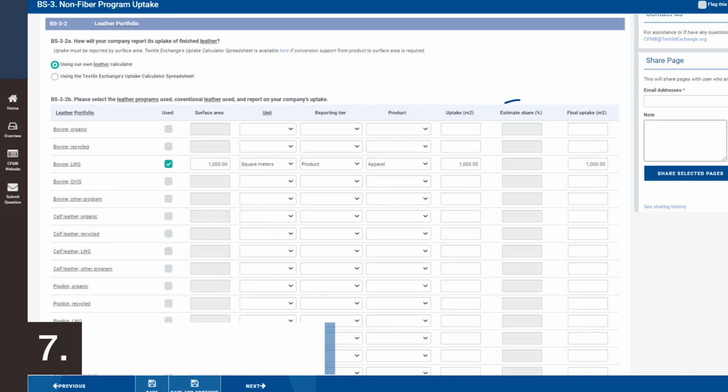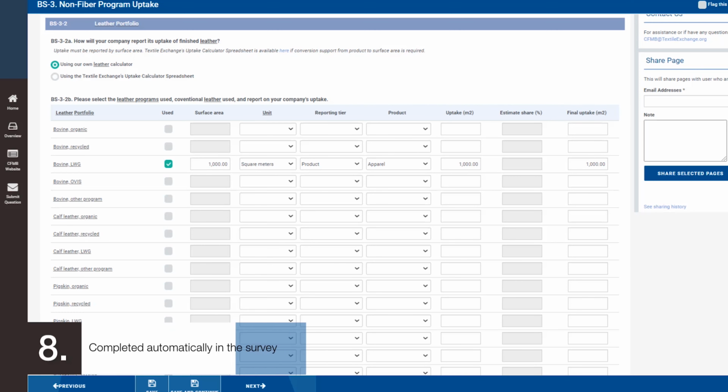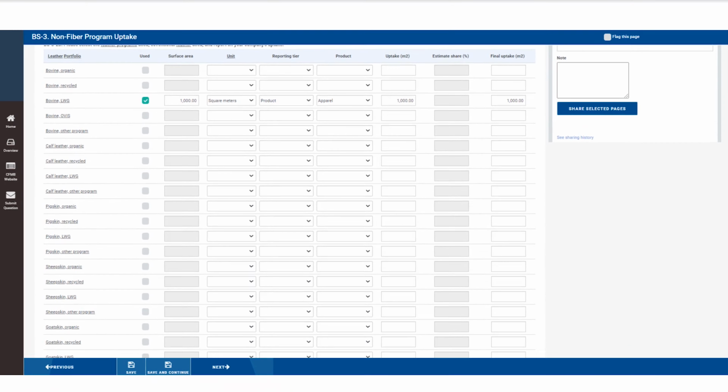Step 7 is Estimate Share Percentage. This step only applies if your company used a material, but it is unable to identify a volume. If this is the case, please enter an approximate percentage that the material represents of your leather uptake. Step 8 is completed automatically in the survey. This is the final uptake volumes in square meters, including any estimates you may have entered.